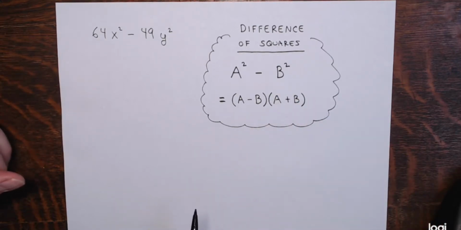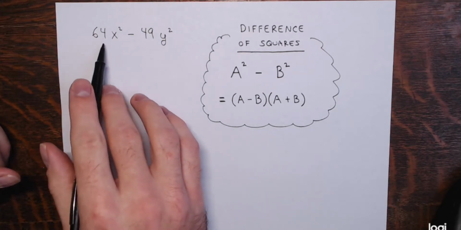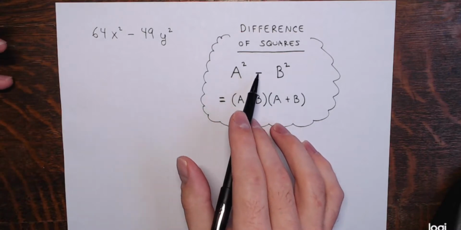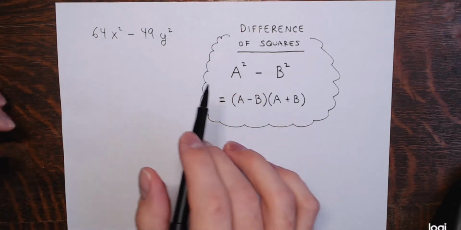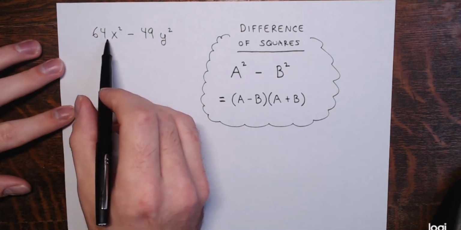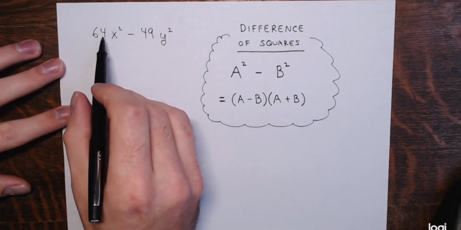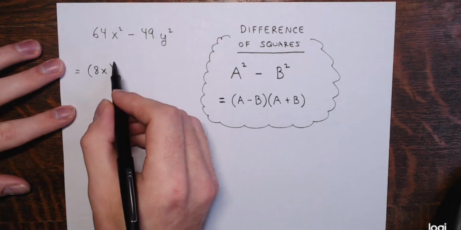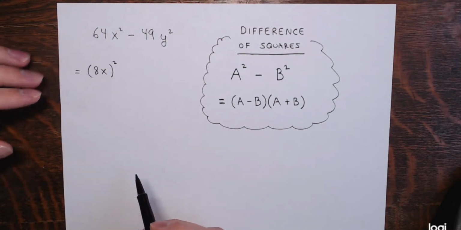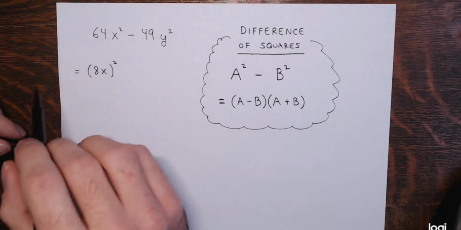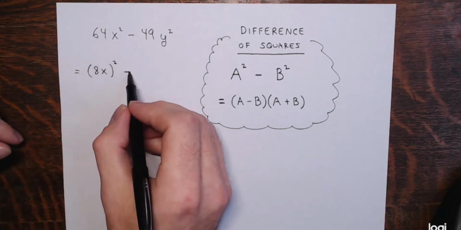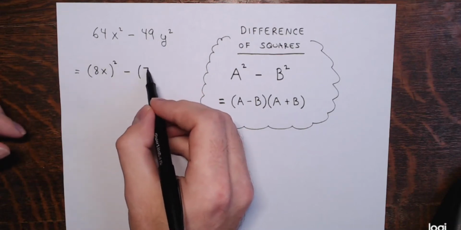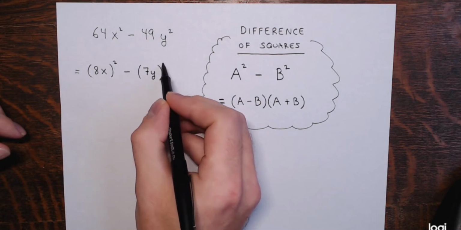So what I'm going to try to do is, can I rewrite this expression in this form, something to the second power minus something else to the second power? Looking at the first term, 64x squared, that's equivalent to 8x to the second power. 8x times 8x would be 64x squared. Then minus, and then 49y squared, that's equivalent to 7y to the second power.